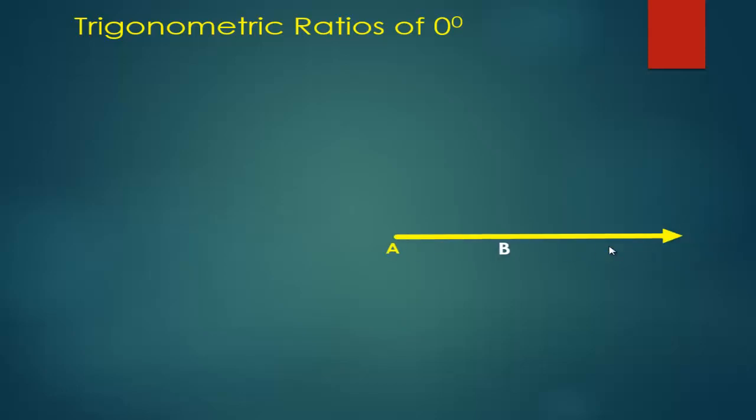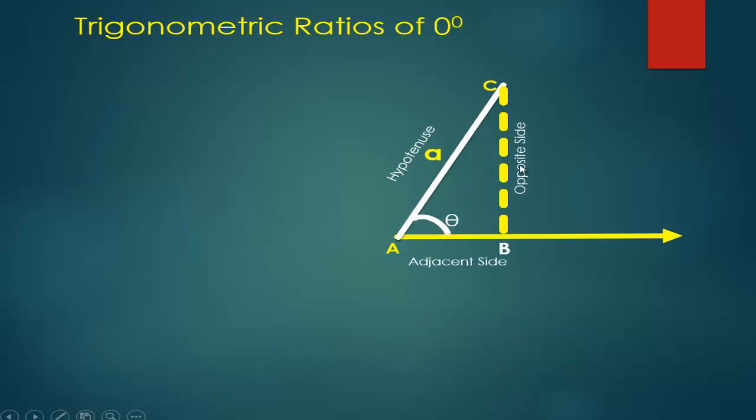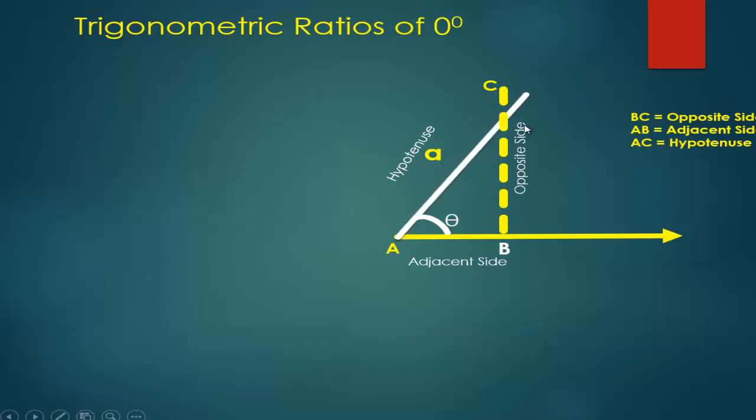This is ray AB, and suppose a line segment AC of length A is making an acute angle with ray AB, and BC is the height of C from B. Now this is a right angle triangle. This angle is theta. For this theta, BC is the opposite side, AB is the adjacent side and AC is the hypotenuse. When AC leans on AB, let us observe what happens.